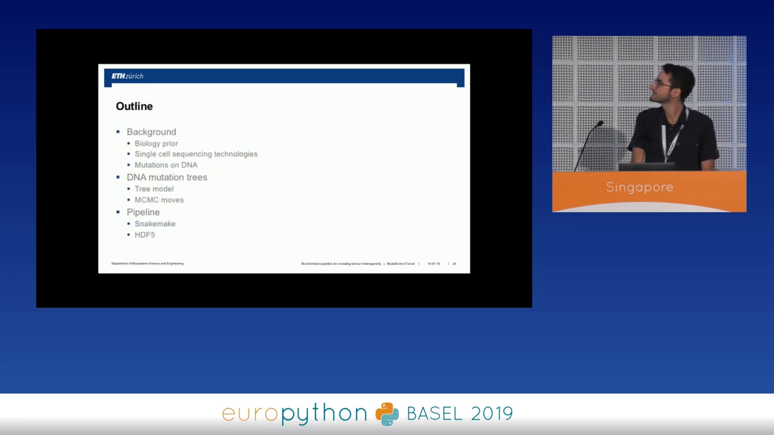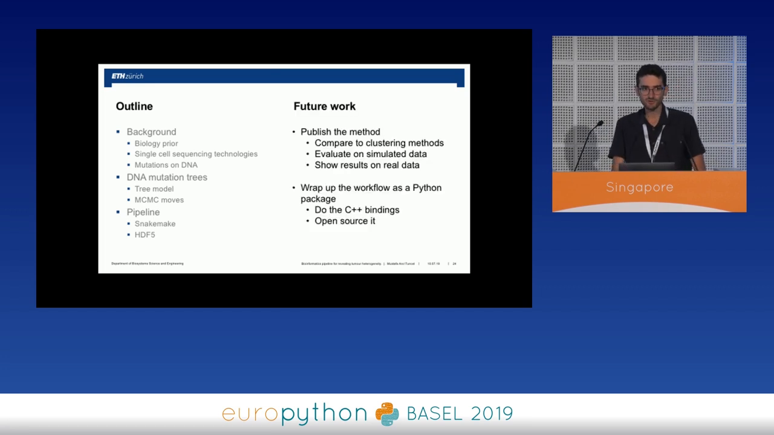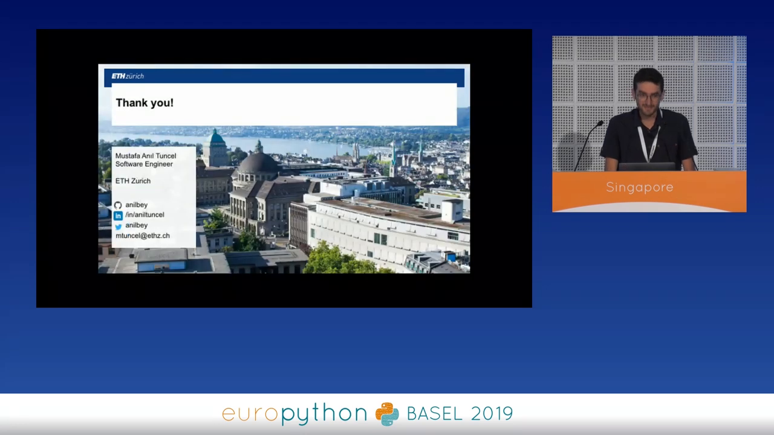And yeah, so this was the outline, basically: the problem at hand, our statistical model, the bioinformatics parts, the pipeline, and the tools we are using to deal with that. And the future work: we will publish the statistical method first. We will compare it to other methods. We will have evaluations on simulated data, and we will show it on real data. And later, this pipeline is going to be wrapped up. We will do all the bindings to other languages, and we will provide it open source on GitHub. And yeah, this concludes the talk. Thank you very much for your attention.